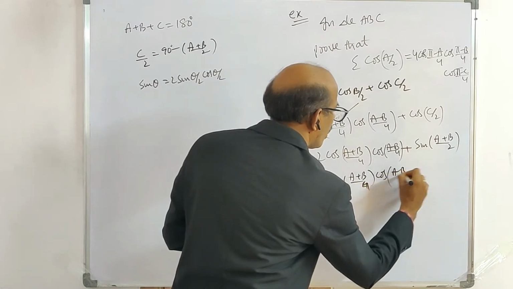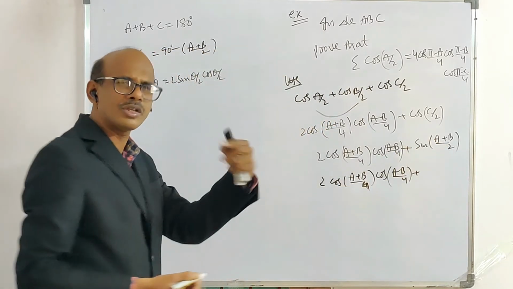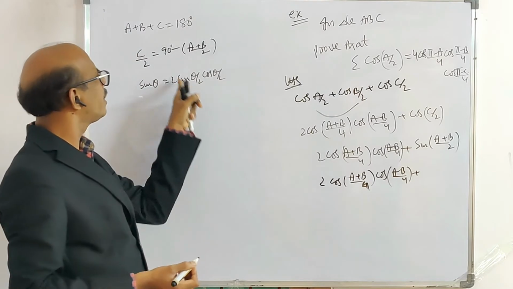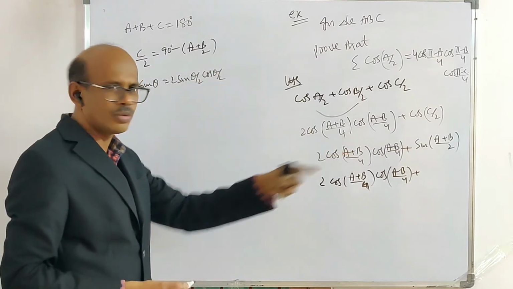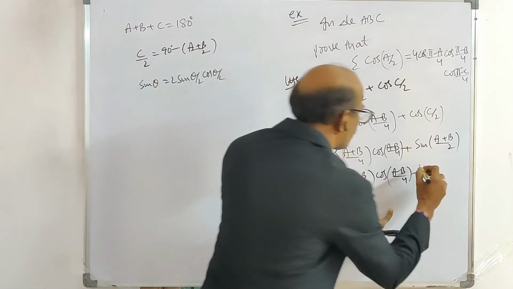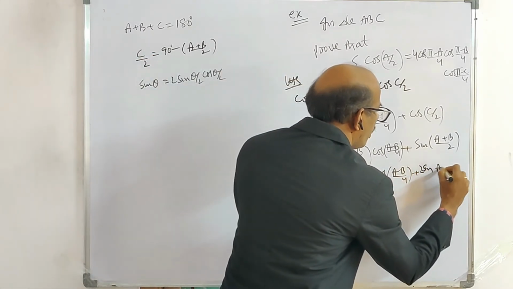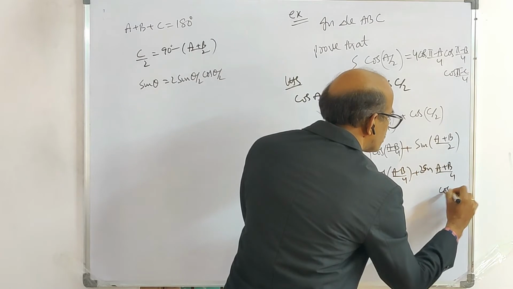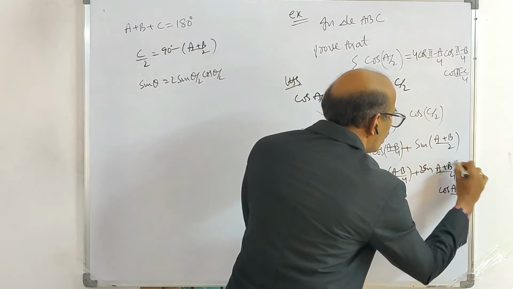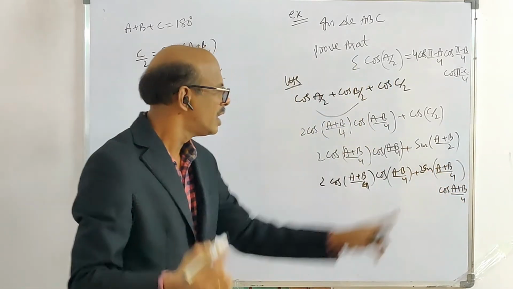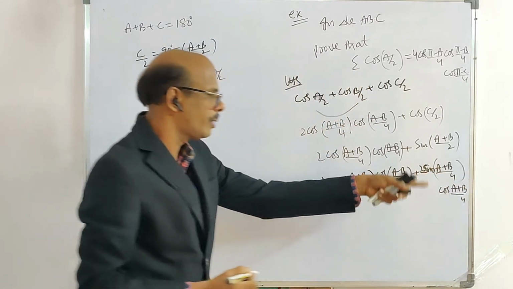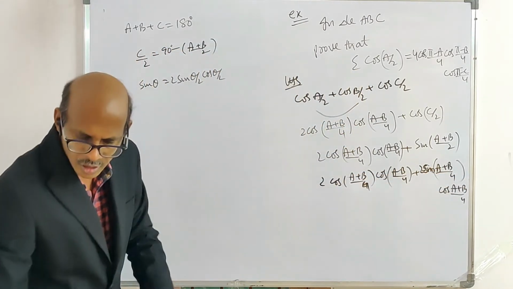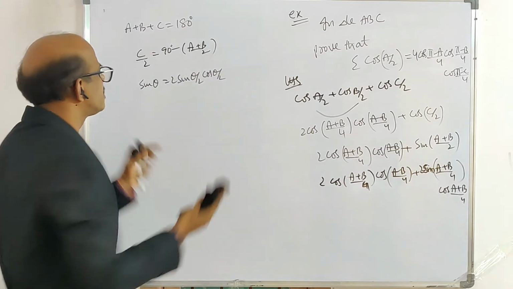So cos of (a minus b)/4. Now, cos(c/2), from this identity, by applying cos it will be sin of (a plus b)/2. Now, sin theta equals 2 sin(theta/2) cos(theta/2), so by knowing the formula, sin theta equals 2 sin(theta/2) cos(theta/2). I think that step is also clear.